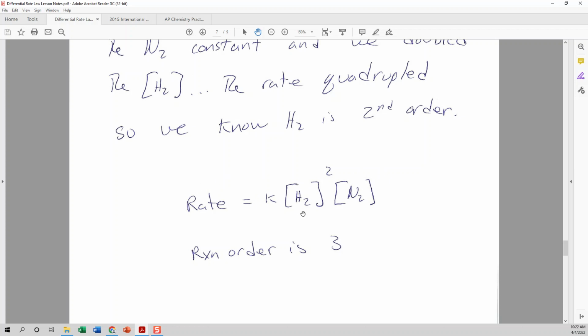That would be the answer to question 1: what's our rate equation? Then maybe question 2 is what's the reaction order? Well, the reaction order is just the sum of the reactant orders, so 2 plus 1 in this case, so our reaction order is 3. Once we figure out the rate law and we know the reaction order, the next thing that usually gets asked is calculate k, the rate constant.